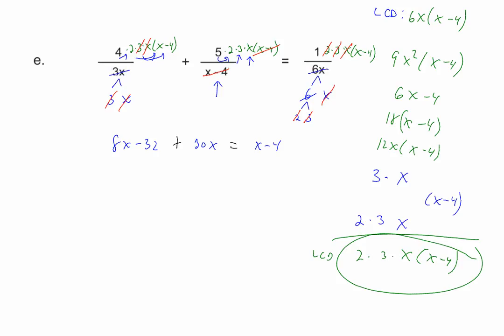All right. 8x and 30x is 38x, but add a negative x to both sides. 38 minus 1 is 37x. And then add a positive 32 to both sides, and that's a 28. And it looks like we end up with x equals 28/37.